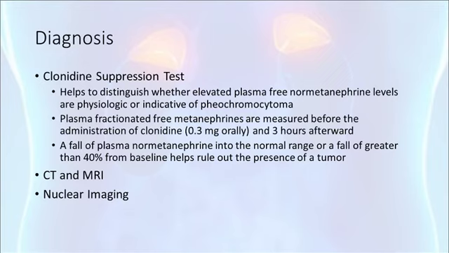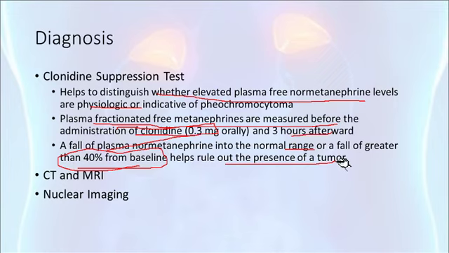Right, the other way to diagnose it is using a clonidine suppression test. Essentially, a clonidine suppression test helps to distinguish whether elevated free normetanephrine levels are physiological or indicative of a pheochromocytoma. Plasma free fractionated metanephrines are usually measured before the administration of 0.3 milligrams of clonidine and then 3 hours afterwards. A fall in the plasma metanephrine level into the normal range or greater than 40% from baseline helps us to rule out the presence of a tumor.